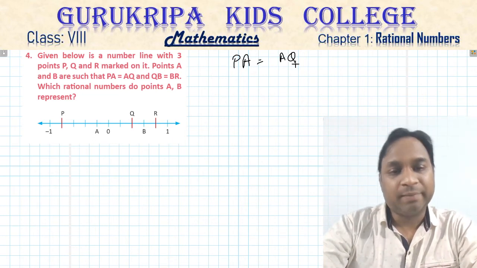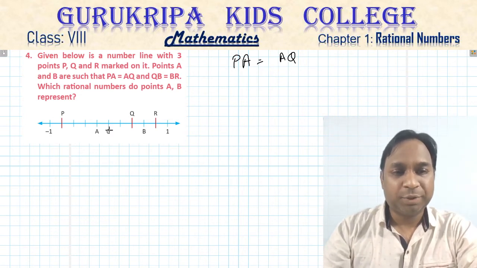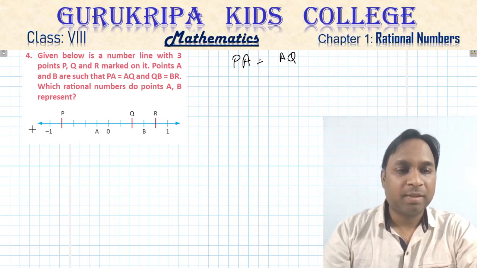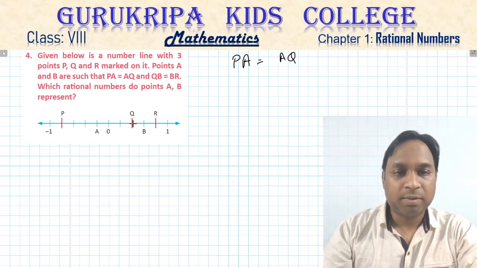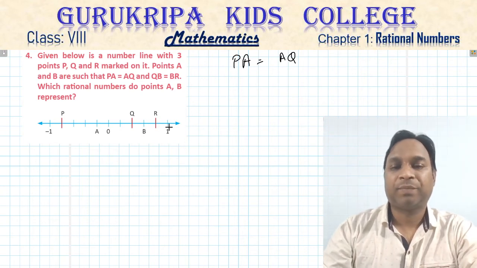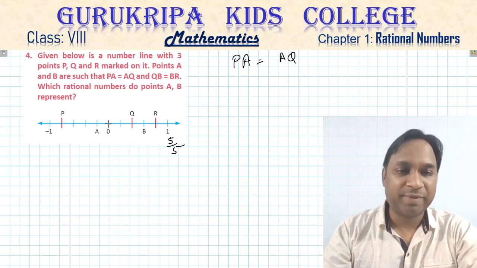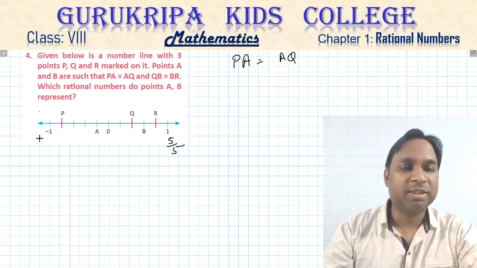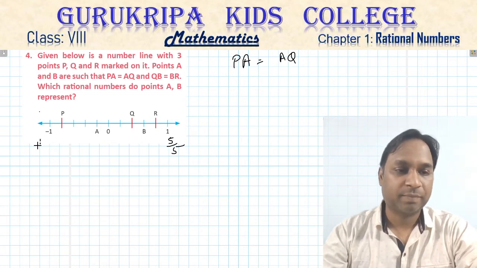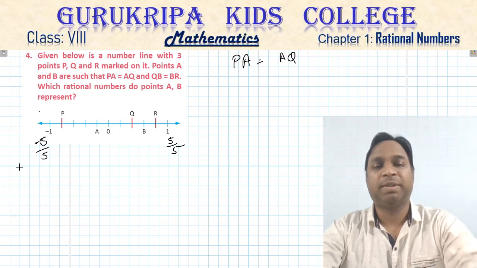Can we find out Q first? Can you find out anything from this number line? First see the line. 0 is here, 1 is here, -1 is here. How many points are there between 0 and 1? 1, 2, 3, 4 and fifth one is 1. So 1 can be written as 5 upon 5. Similarly check on the left hand side. 1, 2, 3, 4, 5. This is -5 upon 5. Isn't it? Now we have got these numbers.